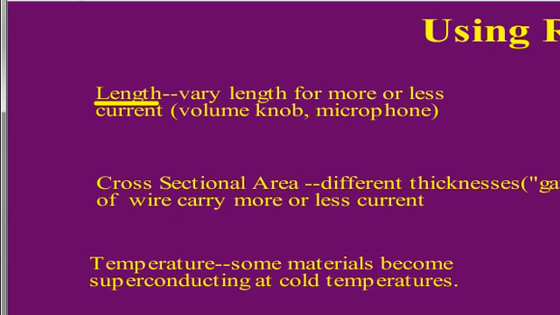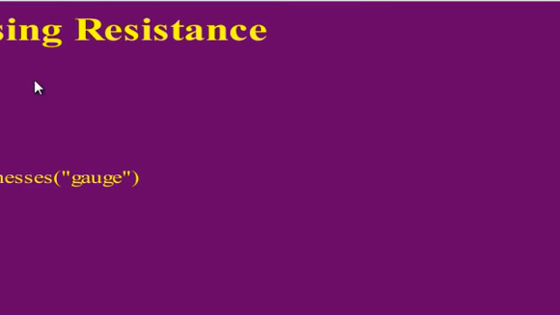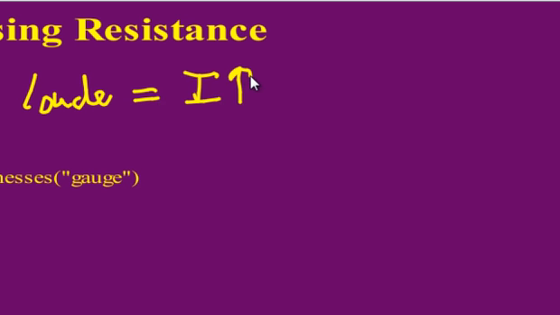So louder equals more current, right? And if you want more current, you're going to need less resistance, right? So you're going to make that wire shorter. The louder it is, the shorter it is. And the same thing goes for brightness, right? If you want a brighter light, then you're going to turn down the resistance, which means just make the current go through a shorter part of the wire.